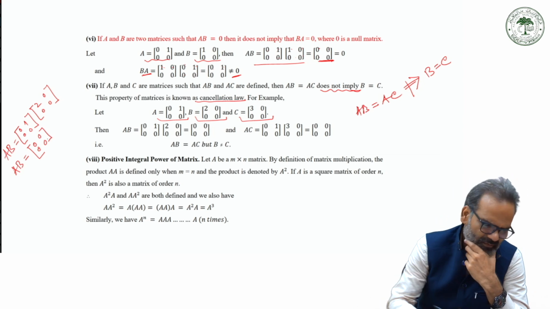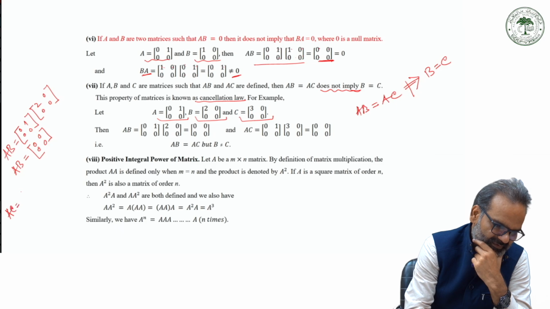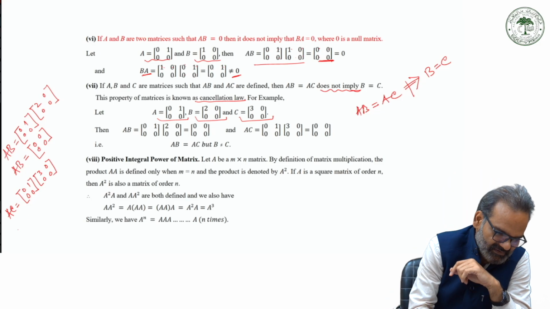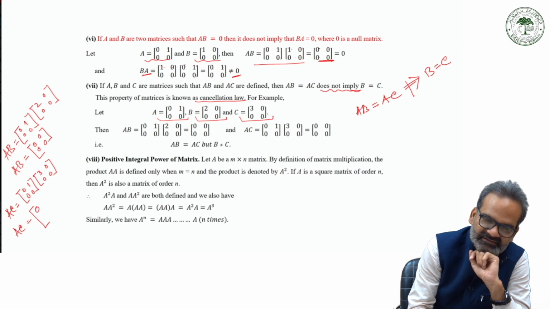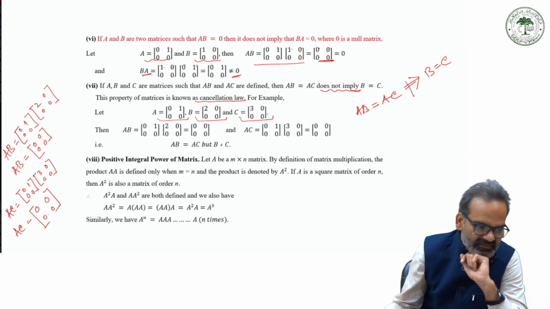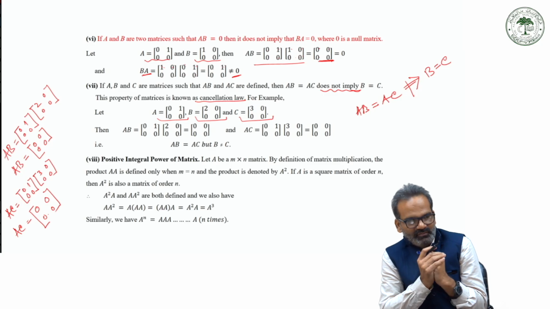Now, find out AC. A is as usual 0, 0, 1, 0. And C is 3, 0, 0, 0. Now find out the product of A and C. 0 into 3 is 0, 1 into 0 is 0, you will get 0 here. 0 into 0 is 0, 1 into 0 is 0, and the whole row is 0, so you will get the product as 0. AC is also coming out to be 0.